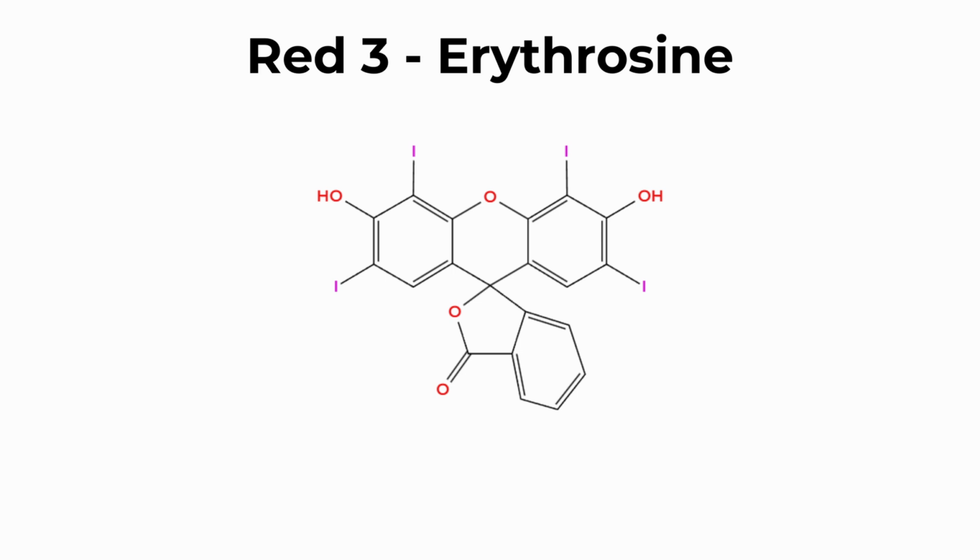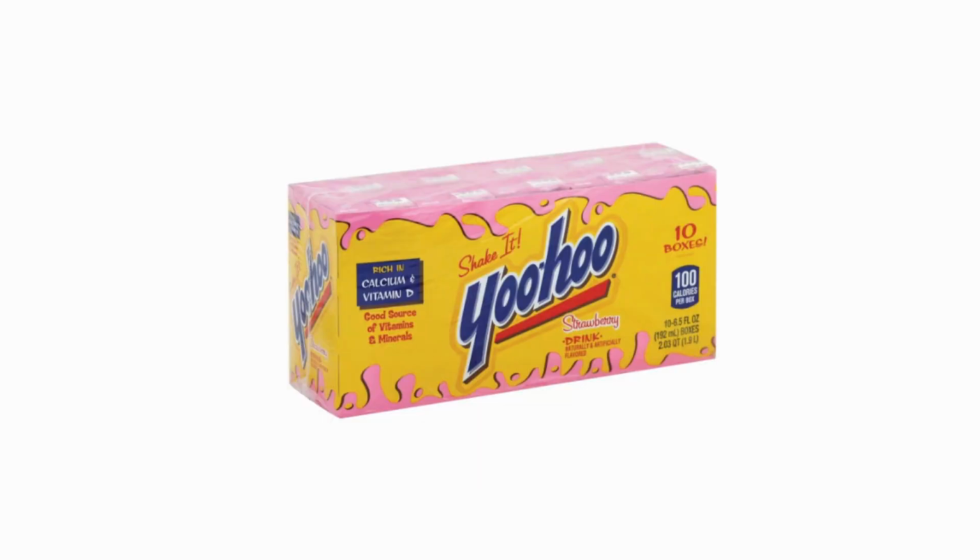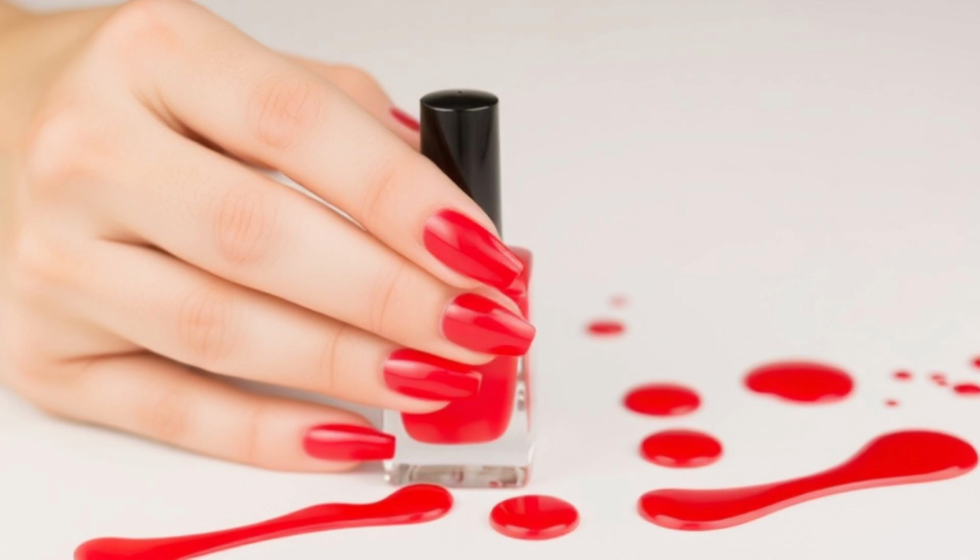Another significant property of Red 3 is its solubility in water, which is a result of the formation of sodium salts. These salts dissolve easily in water, allowing the dye to be incorporated into aqueous solutions. This solubility is particularly important for applications in beverages, gelatin, and cosmetics, where water-based formulations are common.